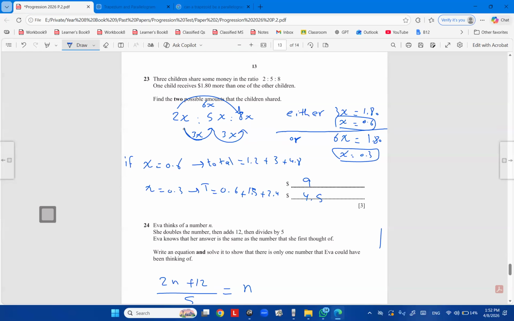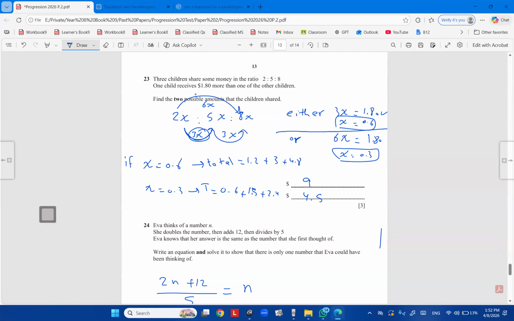The difference between the first and the second child is 3x. And between the second and the third is also 3x. So this is not going to matter. I'm going to take only one of them. The difference between one child and the other, which is 3x, is 1.80. So the difference between 2x and 5x, which is 3x, is 1.80.